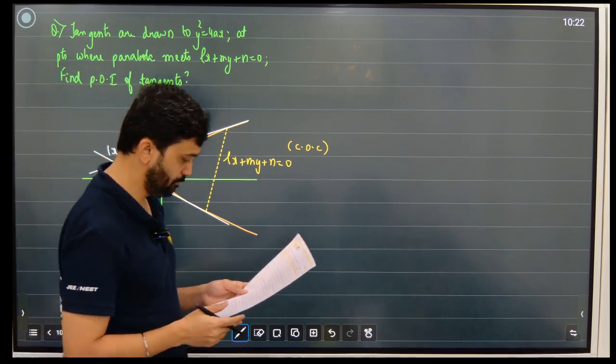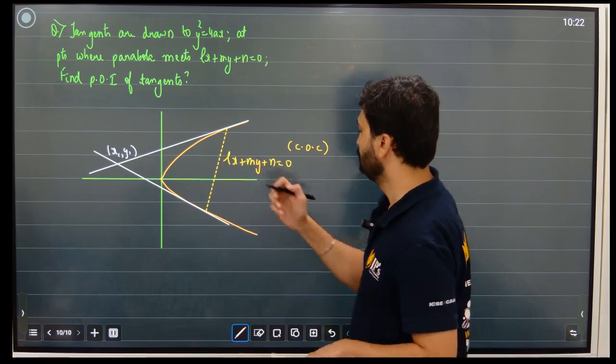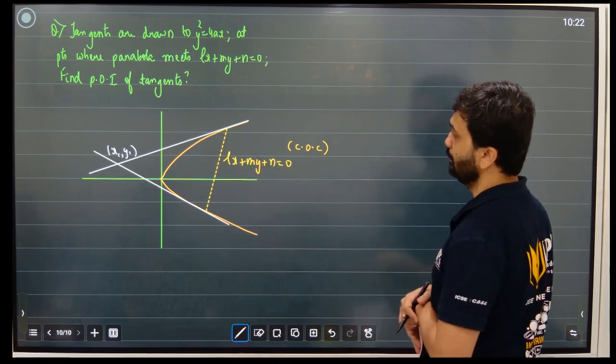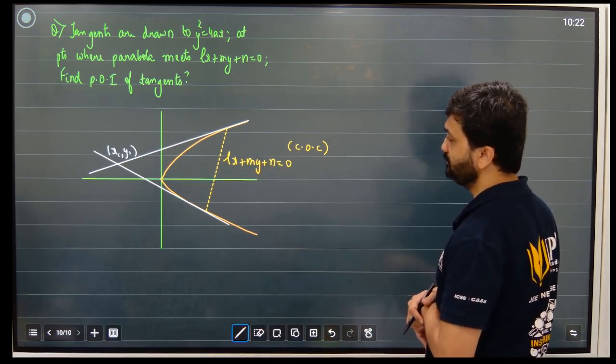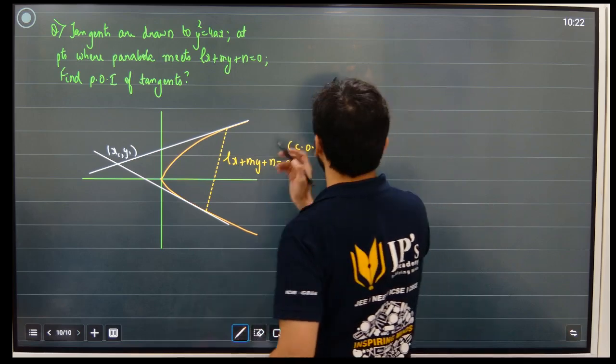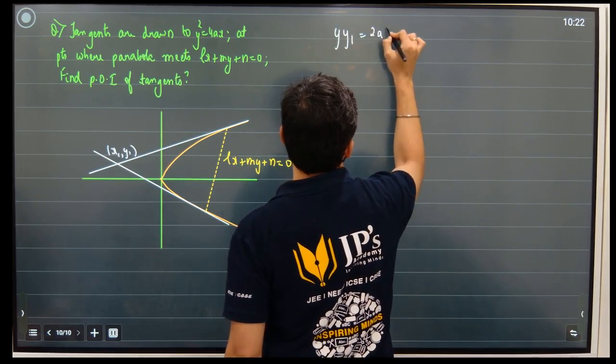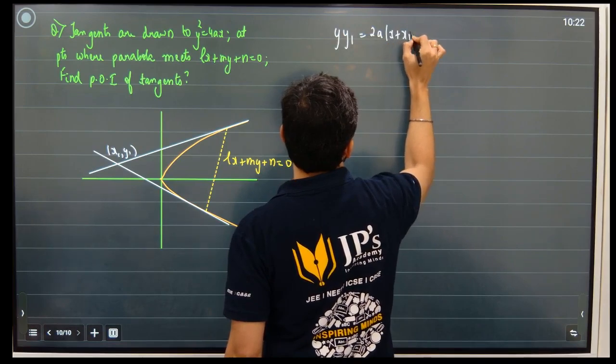सबसे ले लिया x1 y1. ठीक है. मुझे पता है ये कॉर्ड ऑफ कॉन्टैक्ट है. कॉर्ड ऑफ कॉन्टैक्ट का मेरे को फॉर्मूला में y1 इज इक्वल टू 2a ब्रैकेट x प्लस x1. नाउ इफ आई राइट कॉर्ड ऑफ कॉन्टैक्ट इज y1 y इज इक्वल टू 2a ब्रैकेट x प्लस x1.